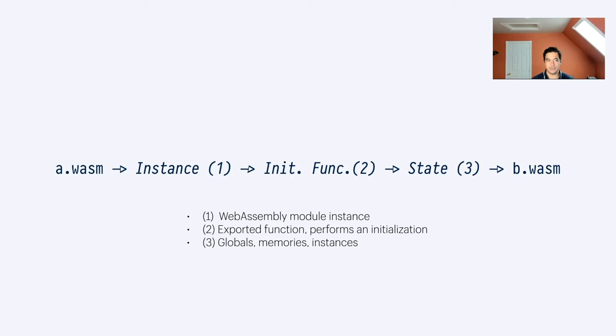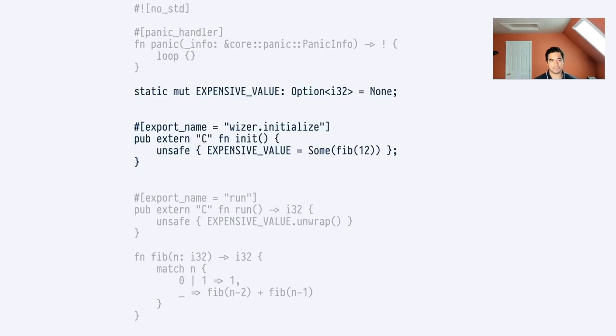So there are important things that we need to consider here. The exported function is crucial to make Wizer work. That function exports work that, you know, can be done ahead of time. And then the second point that is important to note is what the state of a module is. Normally, Wizer looks for globals, memories, and instances as the state of the module.